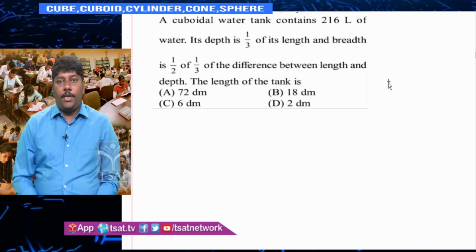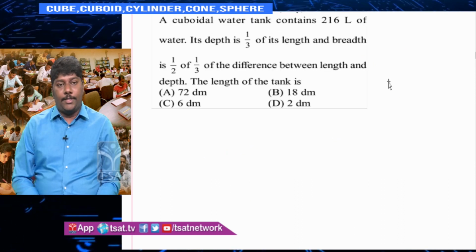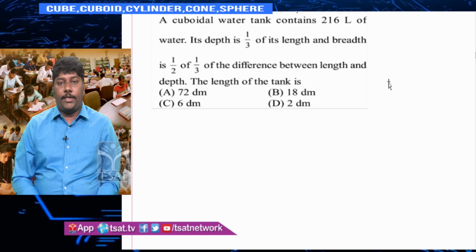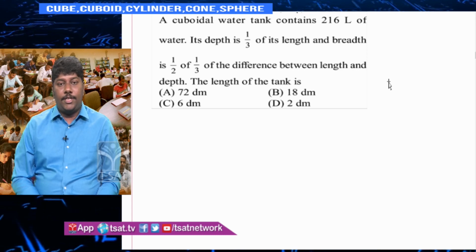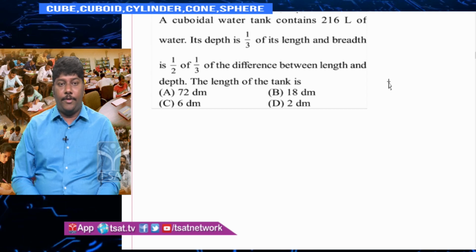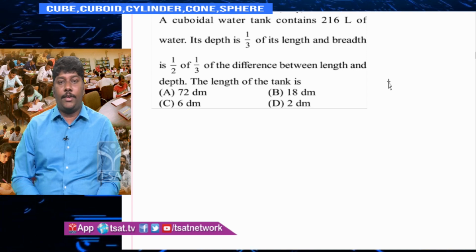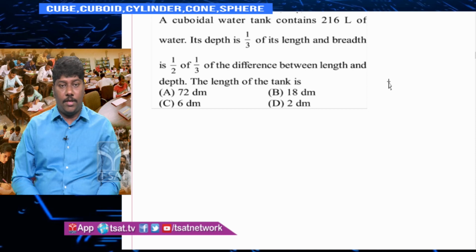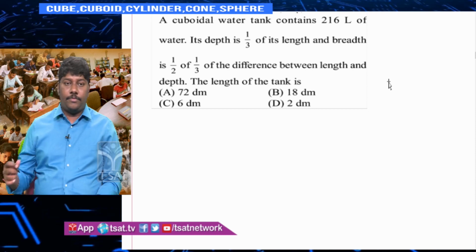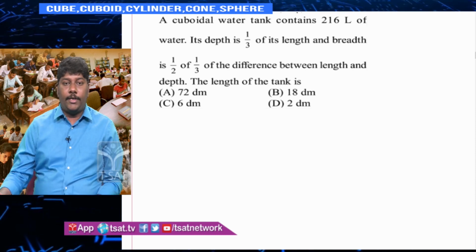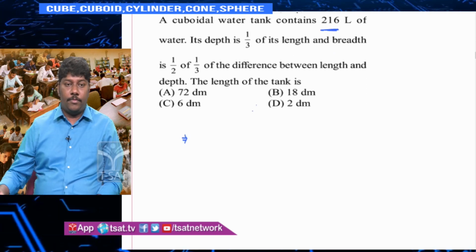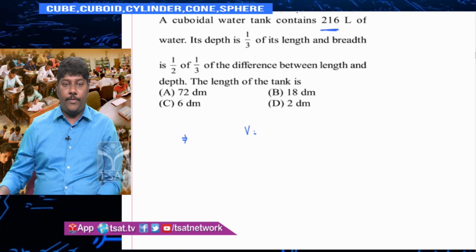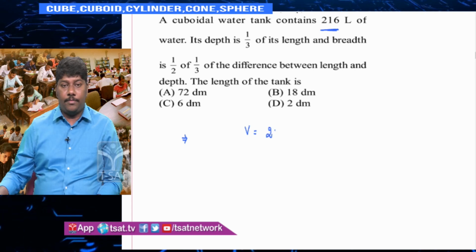Now we look at the sums related to the cuboid. Look at the first sum. A cuboidal water tank contains 216 liters of water. Its depth is 1/3 of its length and its breadth is half of 1/3 of the difference between the length and depth. Find the length of the tank. The volume is given in liters, so convert it.